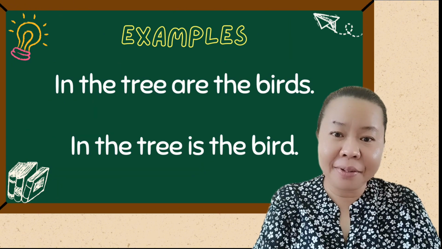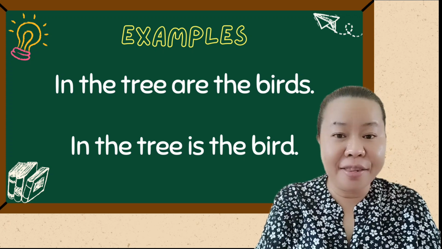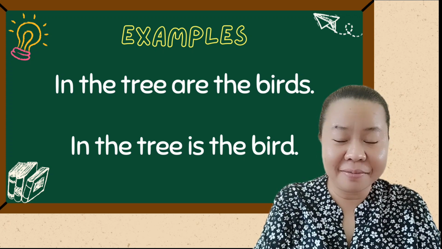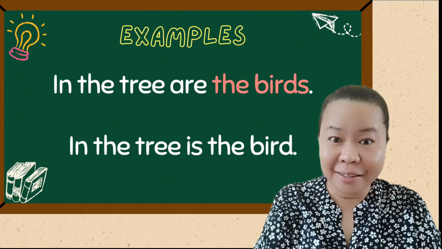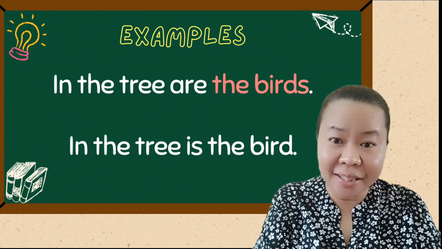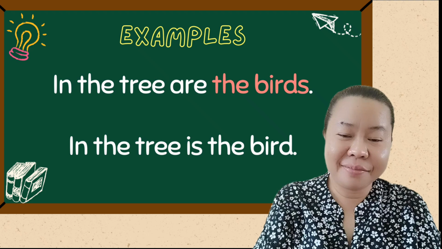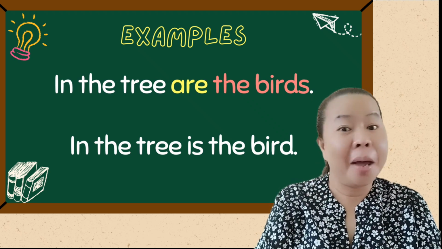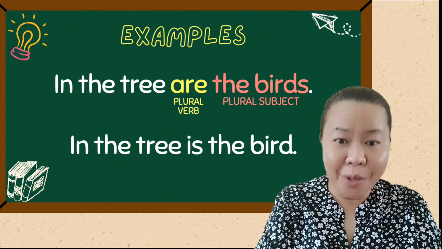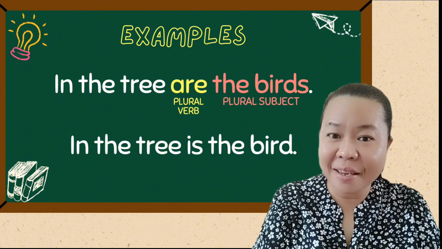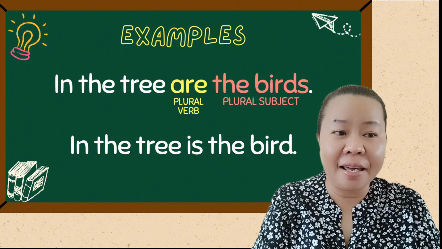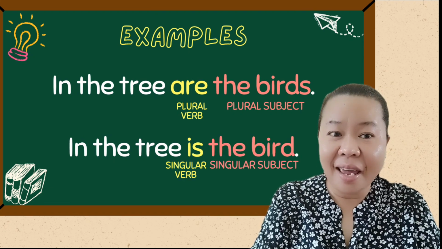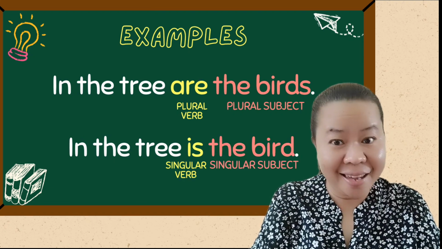For example, in this sentence, "In the tree are the birds." What is the subject? Yes, it's birds. What is the verb? Correct. It's are. Birds is plural, so we use are. But in the second sentence, "In the tree is the bird." Bird is singular, and so we use is.